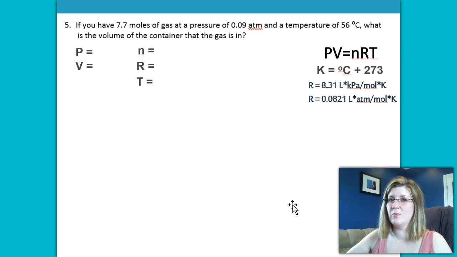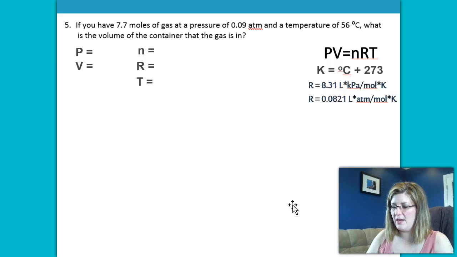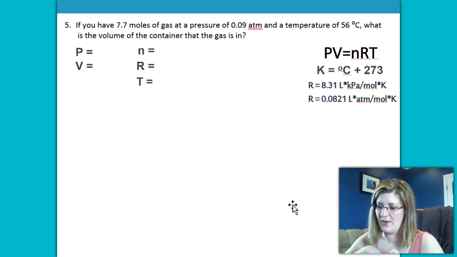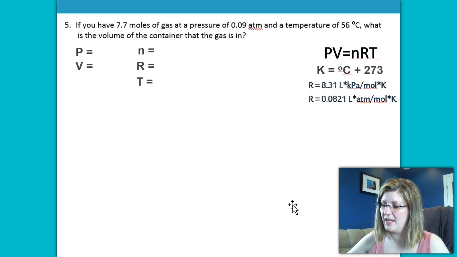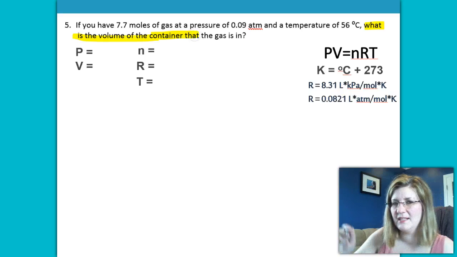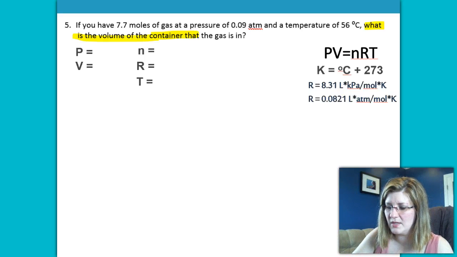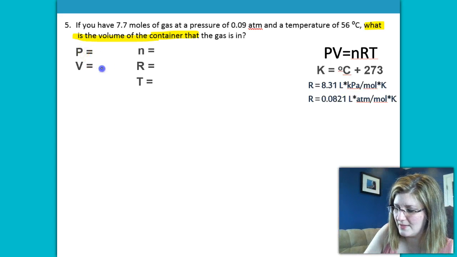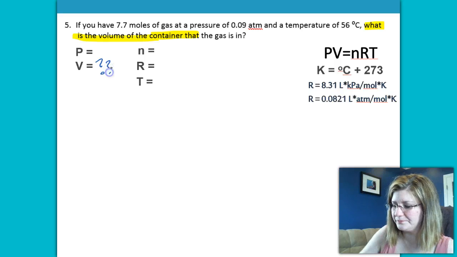Number 5 is really more of the same, and you have a temperature conversion. So I'm going to give you just a second to read through this problem. It says if you have 7.7 moles of gas at a pressure of 0.09 atm and a temperature of 56 degrees C, what is the volume of the container that the gas is in? Okay, so let's start there. What is the volume of the container? You should always be paying attention to the question first and foremost, because it usually tells you what your unknown is. So your volume is the thing that's unknown here.